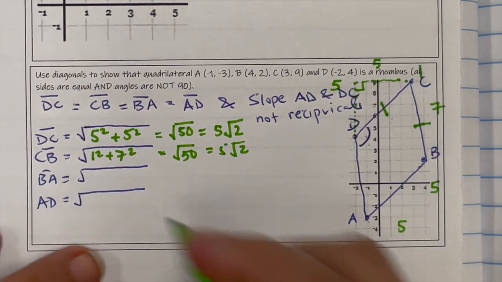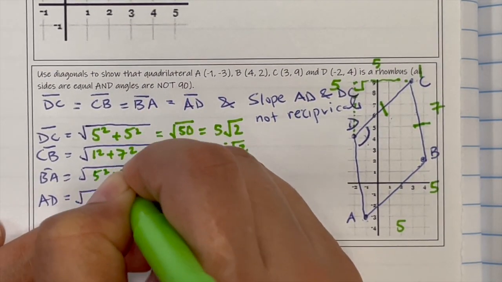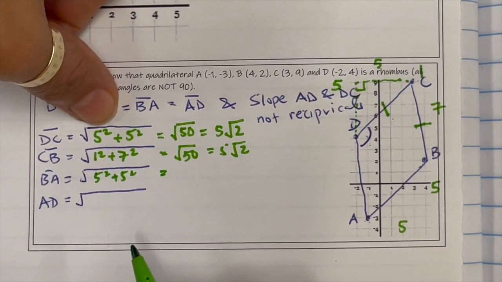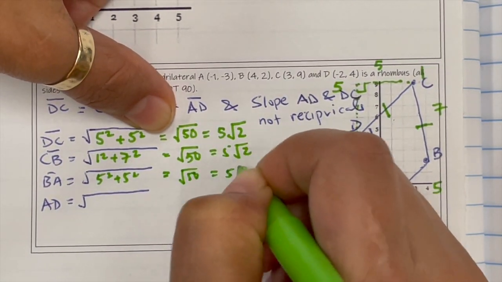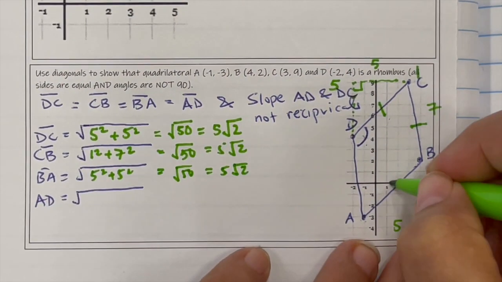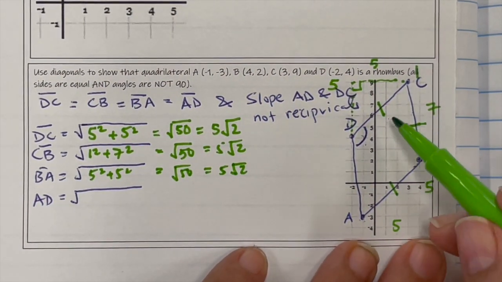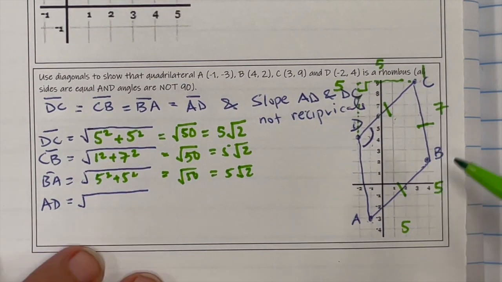So 5 squared plus 5 squared is my Pythagorean theorem. And that's the same thing as we had up here, so that's going to give me the same thing. So radical 50, which is 5 radical 2. So far, this is also congruent or equal. Congruent is another word for equal in geometry.